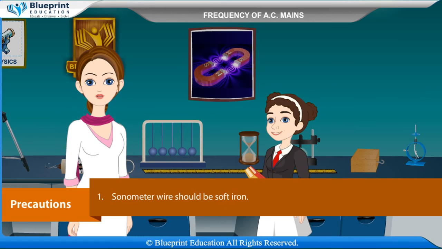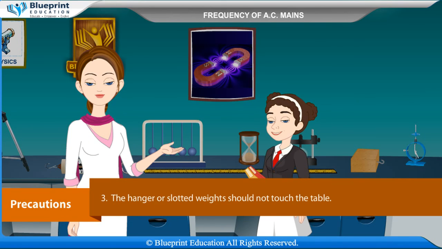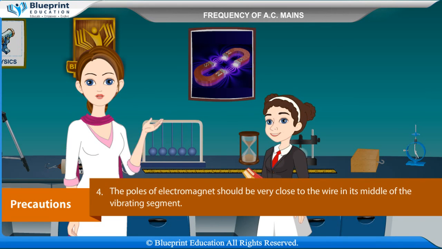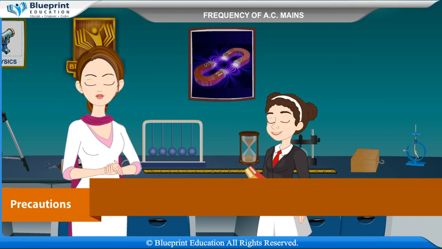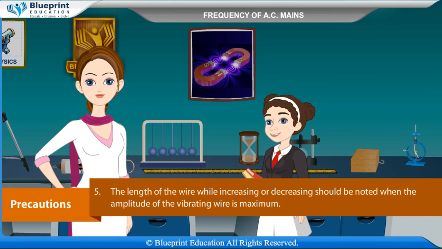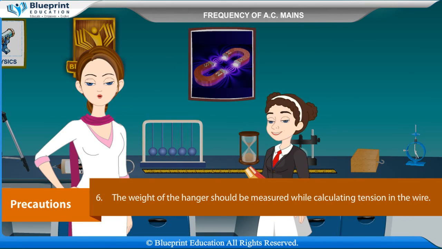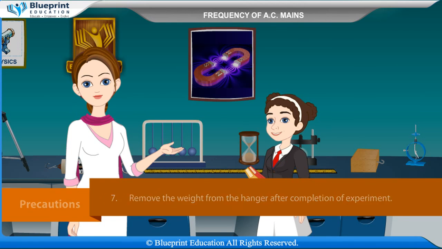Precautions. Sonometer wire should be soft iron. Sonometer wire should be free from kinks and stretched horizontally between the bridges. The hanger or slotted weights should not touch the table. The poles of the electromagnet should be very close to the wire in the middle of the vibrating segment. The length of the wire while increasing or decreasing should be noted when the amplitude of the vibrating wire is maximum. The weight of the hanger should be measured while calculating tension in the wire. Remove the weight from the hanger after completion of the experiment.